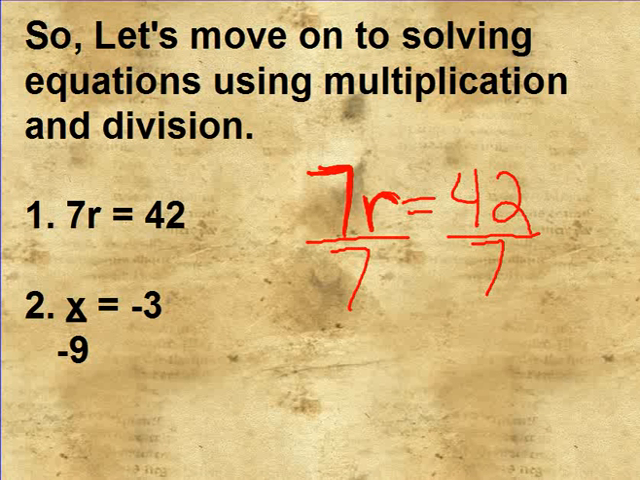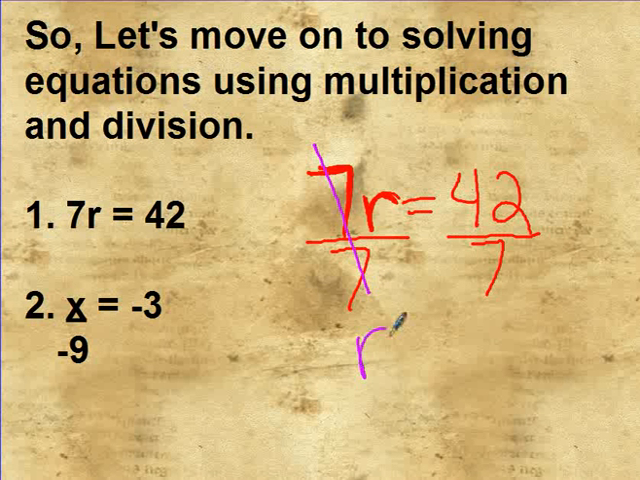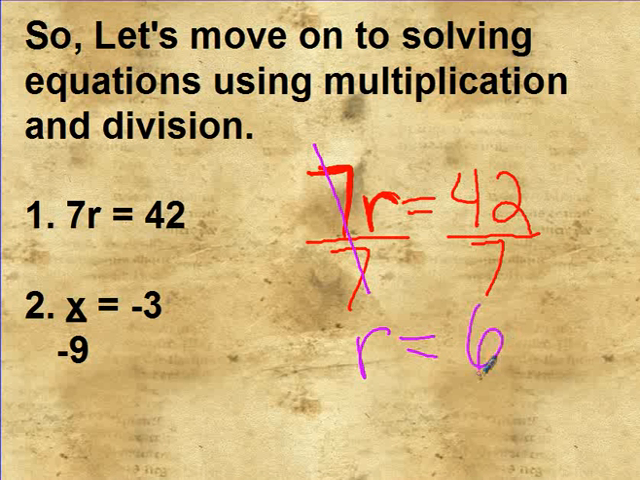Now I can see that 7 divided by 7 is 1. I'm left with r by itself. And 42 divided by 7 is 6. Please copy this example down in your notes. Pause the movie now.